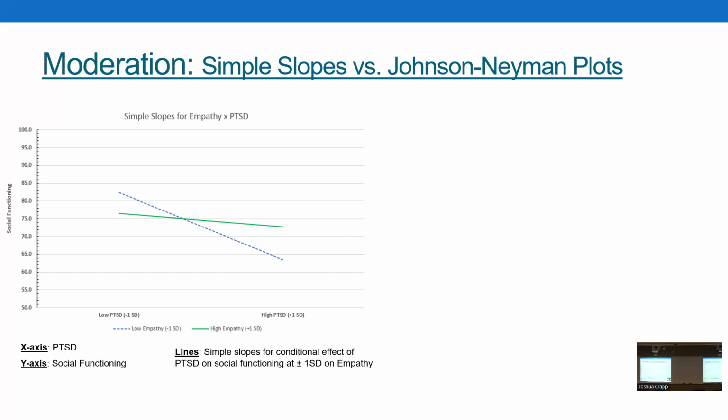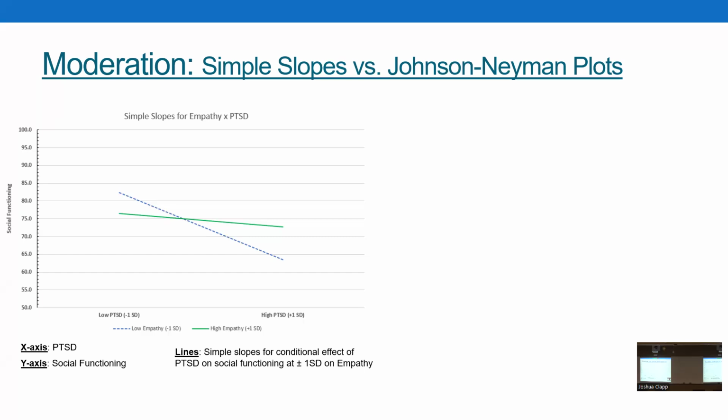So exactly what we've got here is we're saying the association, the unique effect of PTSD on interpersonal functioning, looks to be stronger for people with low levels of empathy as opposed to people with high levels of empathy. For people with high levels of empathy, it looks like we may not have much of an association between post-traumatic stress disorder and interpersonal functioning, but for people with low levels of empathy, we're seeing what appears to be a negative association there.